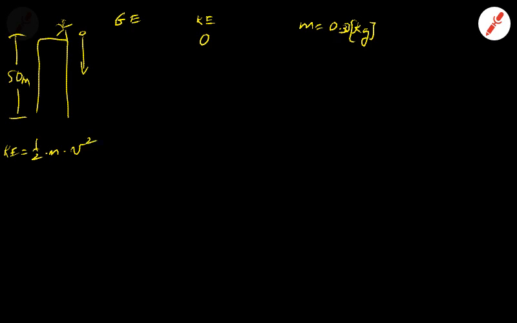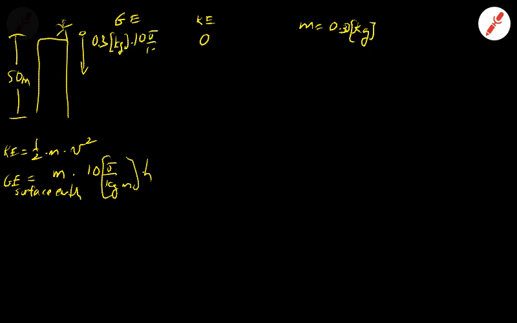And the first form of gravitational energy that I'm going to look at, which is useful near, say, the surface of the Earth, is the mass times 10 joules per kilogram meter times the height that you lift it. So at the very top, we have no kinetic energy because we're simply dropping it. And we have a certain amount of gravitational energy, which is equivalent to the mass, 0.3 kilograms, times 10 joules per kilogram meter, times the height of 50 meters. Okay? And this is equivalent to 150 joules.